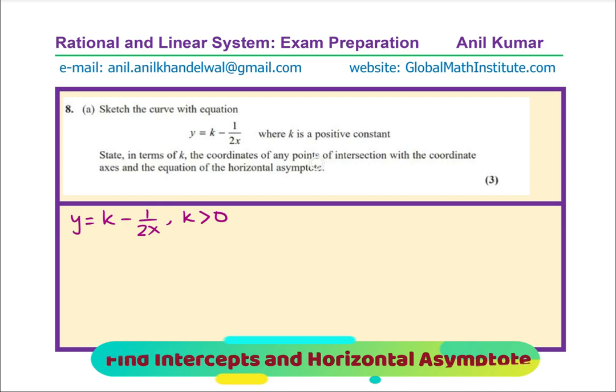Now to find the intercepts, we know very clearly that x is not equal to 0, and that indicates that there is no y-intercept. But we could have an x-intercept. So now, let's figure out what the x-intercept is.